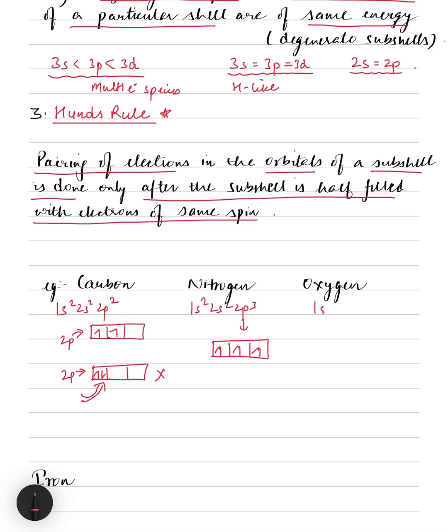In the case of oxygen, we have 1s2, 2s2 and 2p4. Since 2p has 4 electrons, how do we fill it? First, make it half filled, then do the pairing. So pairing is done only after all the orbitals are half filled in a particular subshell. This is the meaning of Hund's rule.